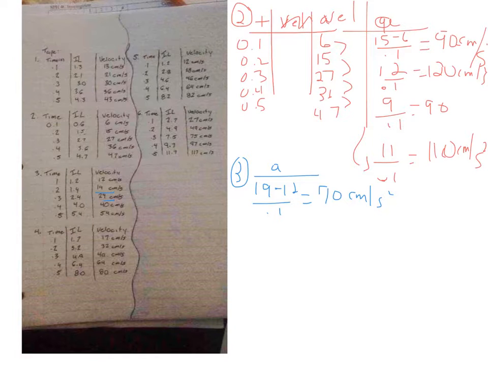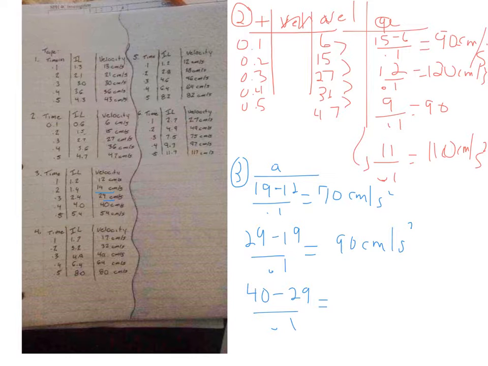I don't think I can. I'm going to assume that says 29 minus 19 over 0.1 for the next one, which would give you 9 over 0.1, which would be 90 centimeters per second squared. And then the next one, I'm going to call it at 40 minus 29. I could be wrong, and if I am, you'll have to fix my calculations. Okay, so that's centimeters per second squared. And then the last one, I think, is 54 minus 40, and so the last one is 14 over 0.1, which is 140 centimeters per second squared.